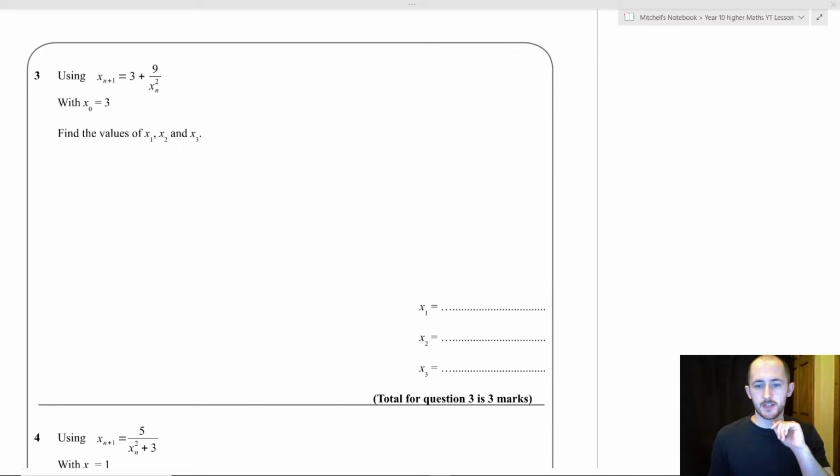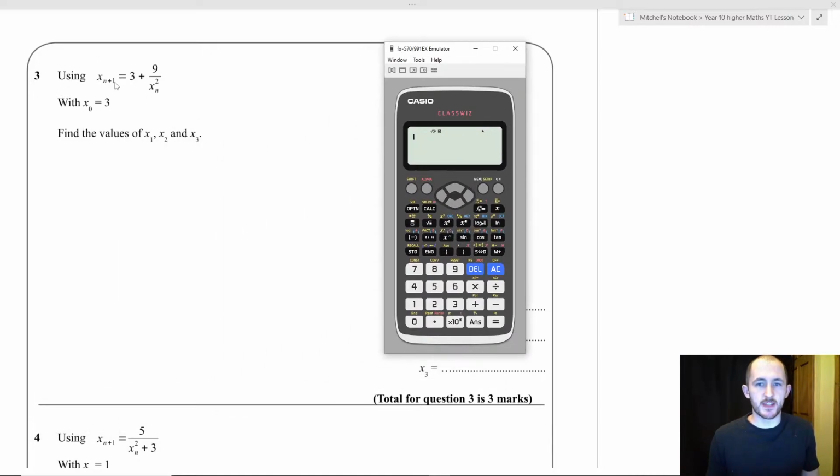Now, there are slightly trickier versions. This isn't actually one of them, this is actually okay. Find these 3 values. Again, just because they've changed the letter, and just because it looks a bit more complicated, doesn't actually make it any harder. x0 is 3, so let's press 3, and then equals, right? Now, I rewrite this formula, but instead of xn, I'm writing ans. So 3 plus fraction 9 over ans squared. And then I just press equals 3 times.